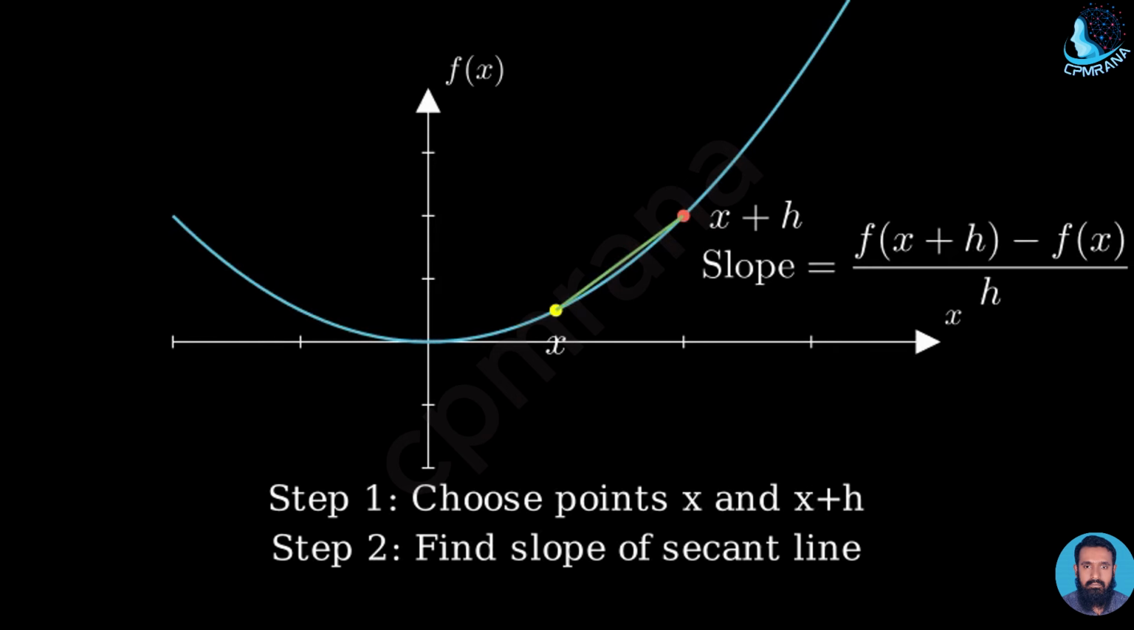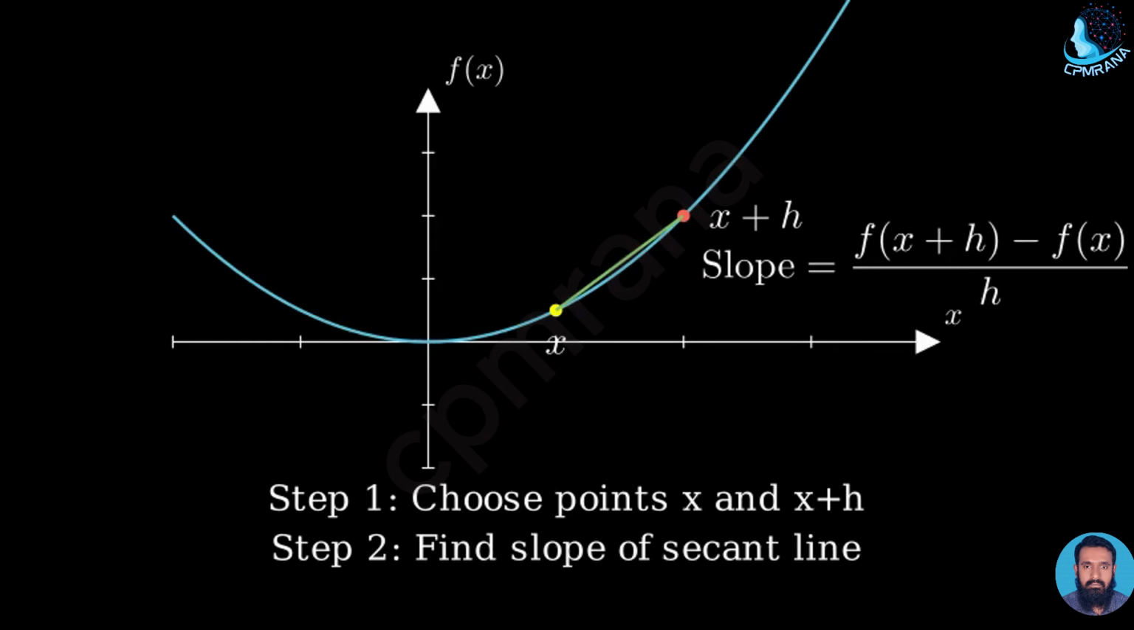Let's understand how to find the derivative of x raised to the power n using the first principles definition of derivatives. Let's start by defining our function. Let f of x equal x to the power n. Therefore, when we increment x by h, f of x plus h equals (x plus h) to the power n.